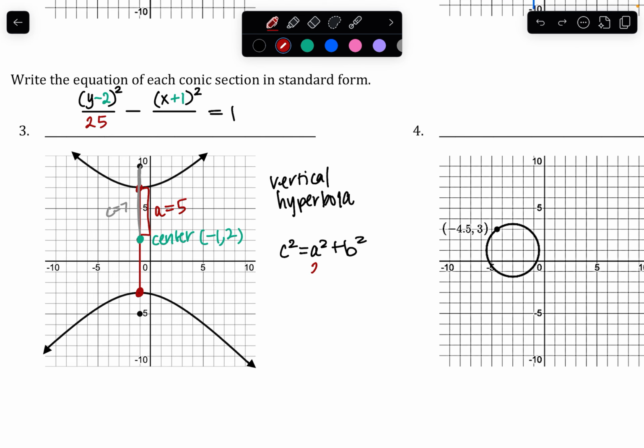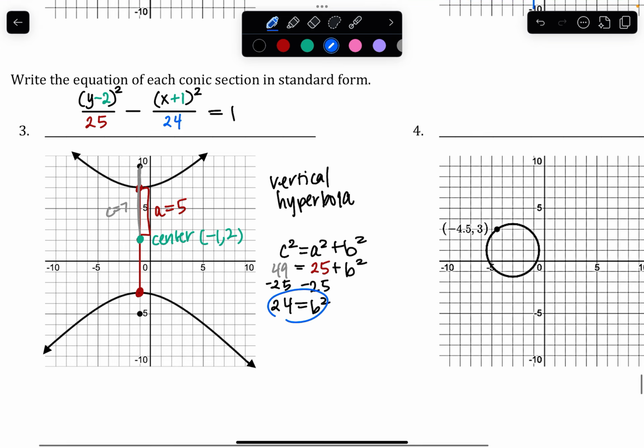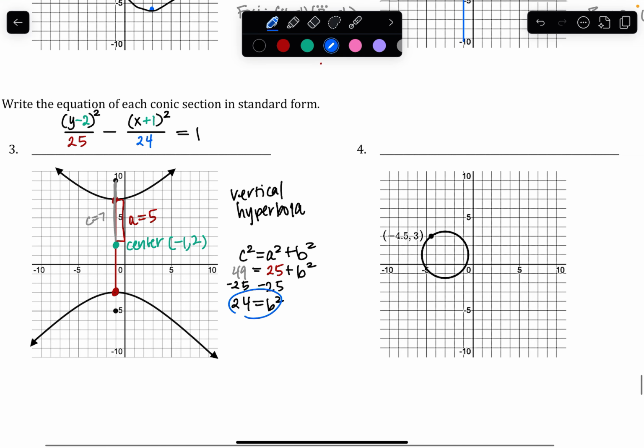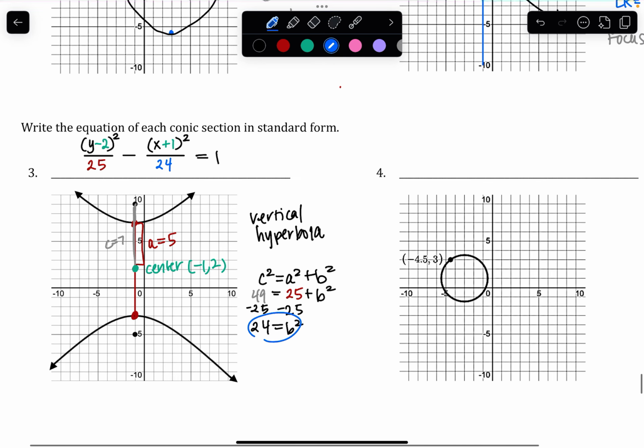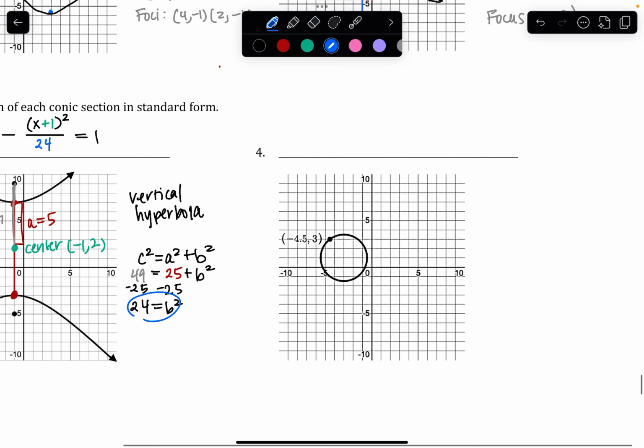And so we know a squared is 25, and we know c squared is 49. And so we now just need to solve for our b value. And so subtract 25 from both sides. We get 24 equals b squared. And so 24 would be the number underneath the x term. And that's all they wanted, so we can leave it just like that.